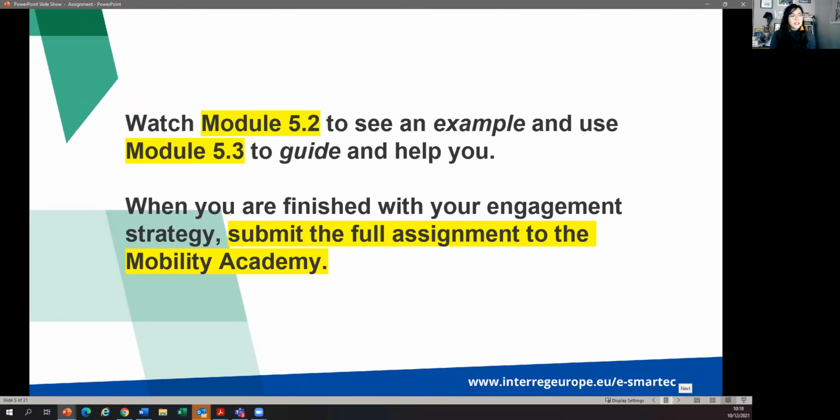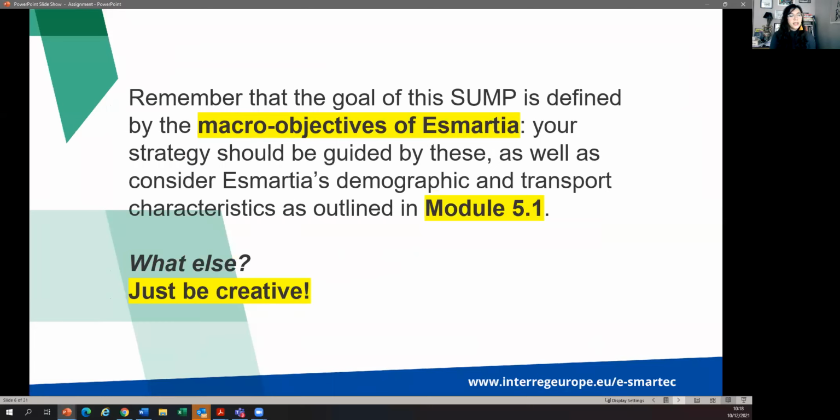So as I said already a couple of times, you need to download these slides, fill them in, and submit them to the Mobility Academy in the same unit by December 23rd. And in module 5.1, which can be considered also as guidance for the exercise, you had the preliminary information about SMARSHA, some key transport and demographic indicators, as well as some macro objectives of SMARSHA.